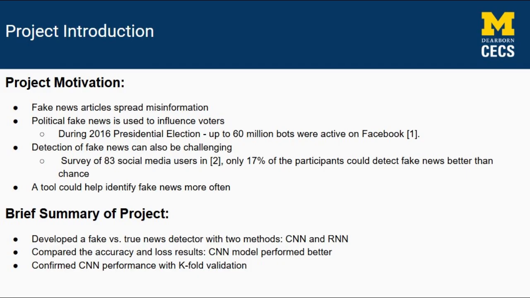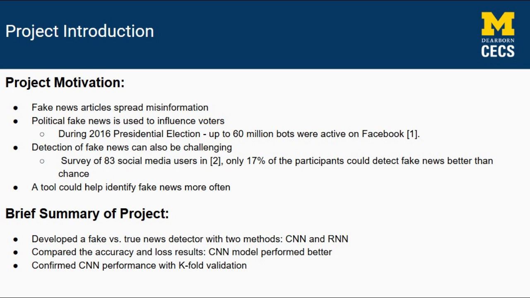The motivation for our project was to detect fake news articles from true news articles. Fake news articles spread misinformation, and political fake news can even influence voting. During the 2016 presidential election, up to 60 million bots were active on Facebook. But the detection of fake news can be a challenge. In a survey of 83 social media users, only 17% of the participants could detect fake news better than chance. So, a tool that could help identify fake news more often could help prevent the spread of misinformation.